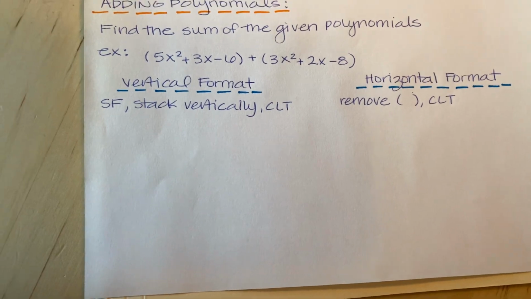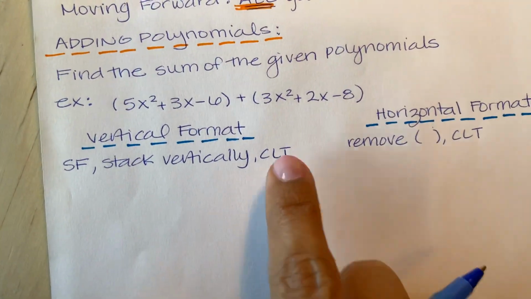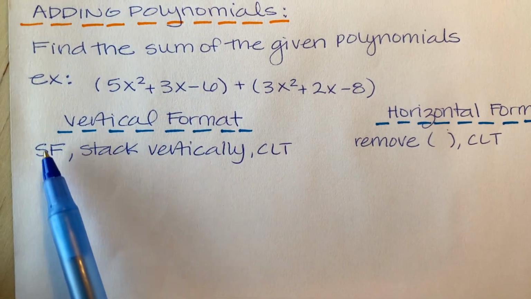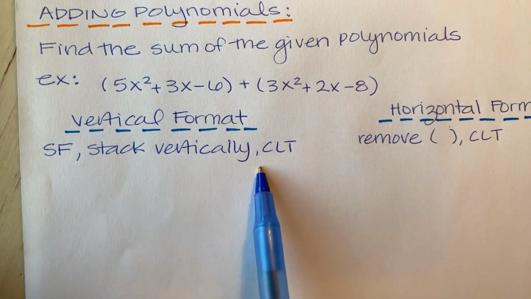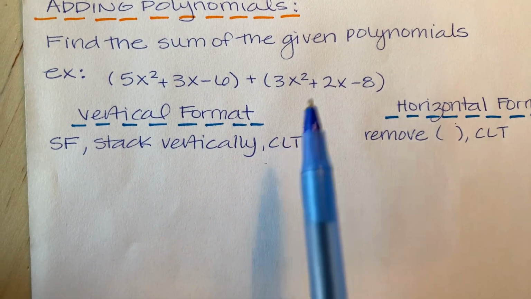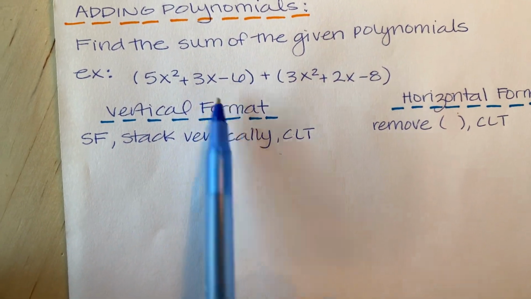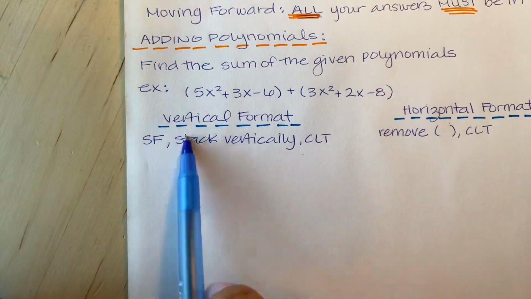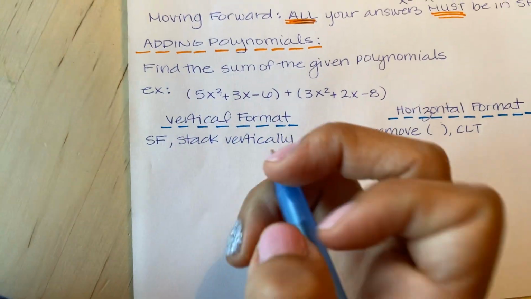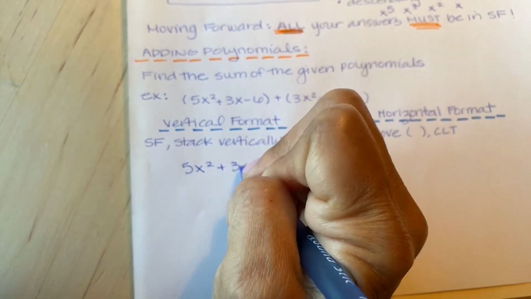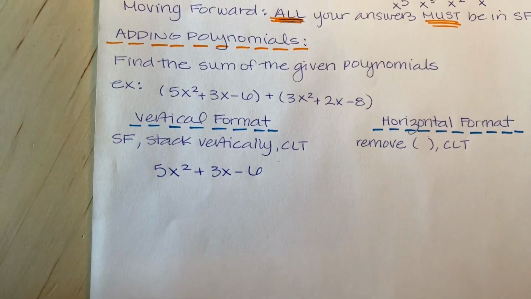Okay, so let's go ahead and do the vertical format. Make sure when you write them, they're in standard form, so greatest to least, and you're going to stack vertically and then combine like terms. I'm going to write the first trinomial, and it's already in standard form: 2, 1, whoops, you can't see my 2, 1, constant. So I'm going to rewrite it without the grouping symbols.